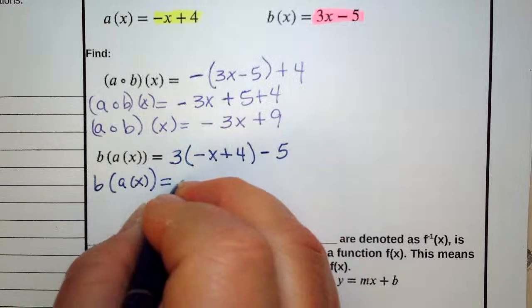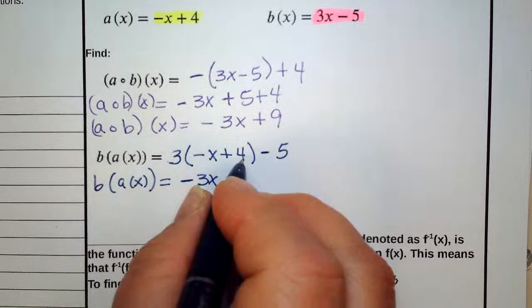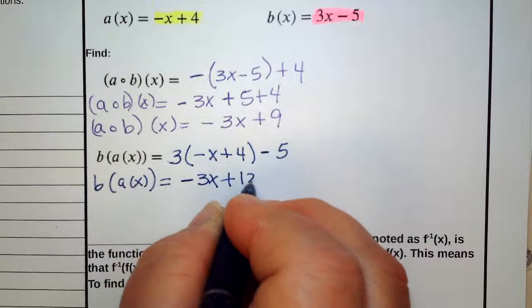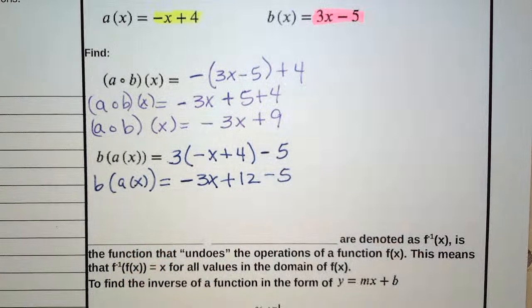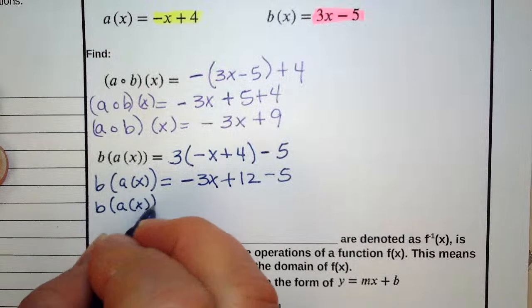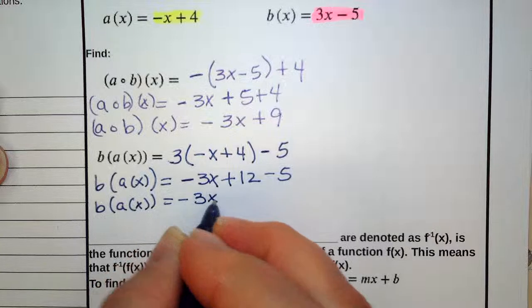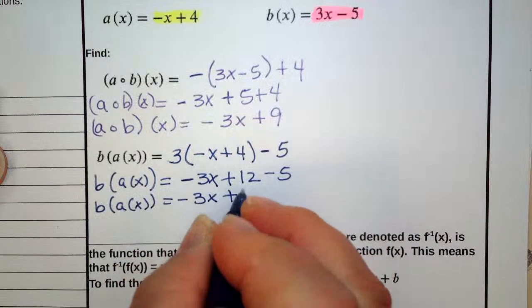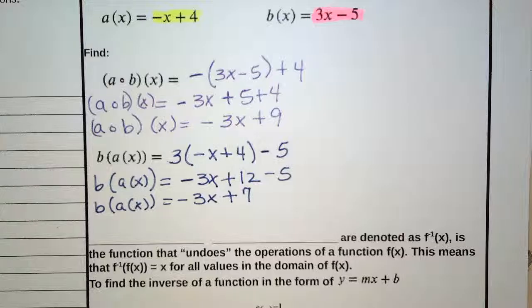3 times -x is -3x. 3 times 4 is +12 minus 5. Ooh, I don't think I'm going to get the same thing. The first terms will be the same, but not the second. So when I take B and put A inside of B, I get negative 3x, 12 minus 5 is 7, plus 7. So if you're still struggling, back the video up and watch it again.